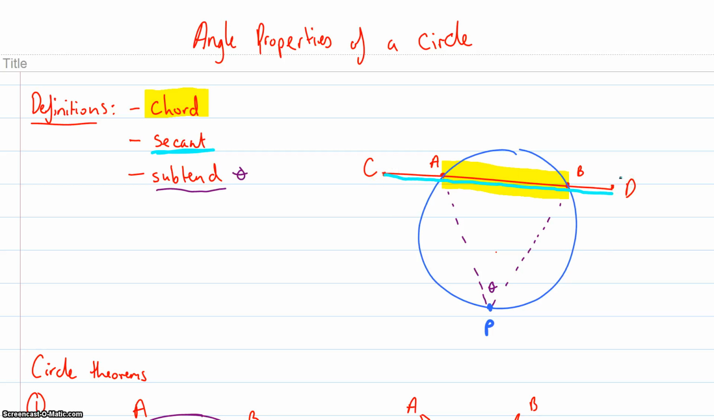And this final word that will come up a bit is subtend, or the angle subtends A and B. So if we have this other point down here called P, and we draw a line between AP and BP, then this angle in here is the angle subtended by AB at the point P. Okay, so hopefully that can help clarify some of the definition issues.